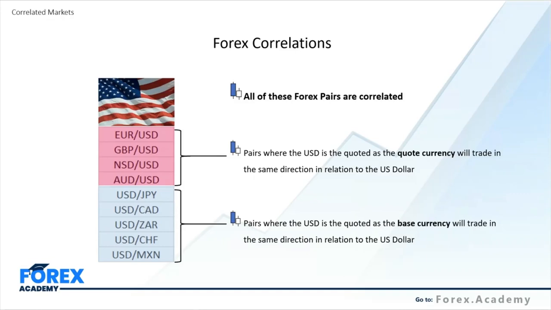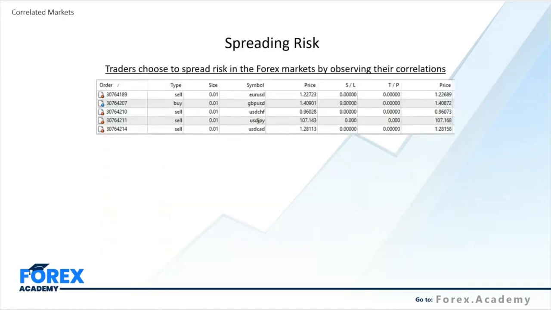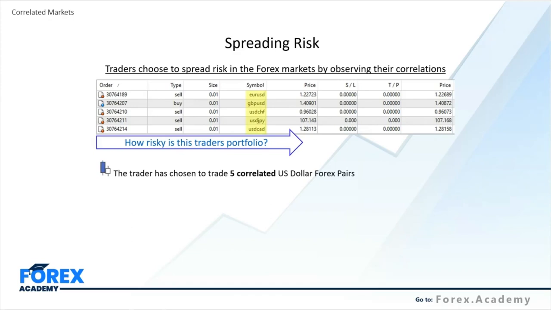So let's move across to actually deciding to spread risk in different portfolios here. Here is one example where traders choose to spread risk in Forex markets by observing their correlations. The first thing we can see here is that it's very heavily dominated by the US dollar. What I would like to ask is, how risky is this trader's portfolio? Well, we can see the trader has chosen effectively to trade 5 correlated US dollar Forex pairs. So that's not the best idea to actually look to spread risk or diversify. The trader is therefore overexposed to fluctuations in the US dollar. Again, we have the euro dollar, the pound dollar, the Swiss franc, Japanese yen, and the Canadian dollar.